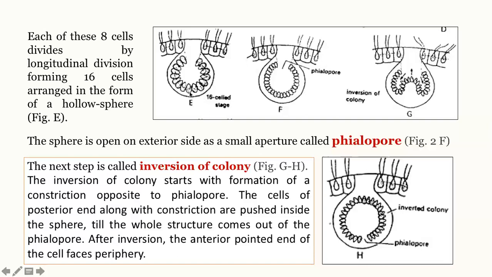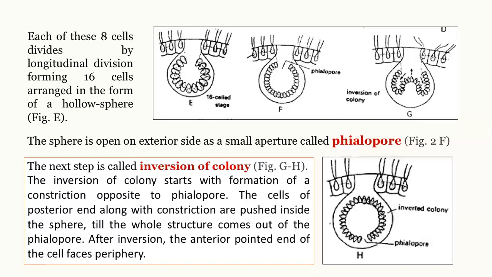So after the plakia stage, the 8 cells in the plakia stage will undergo longitudinal division to result in the formation of a 16 cell stage. This 16 cell stage will start arranging themselves into a hollow sphere, leaving a small opening towards the exterior, which is known as a phylopore. At this stage, the individual cells will have their anterior ends facing towards the inside of the gonadium.